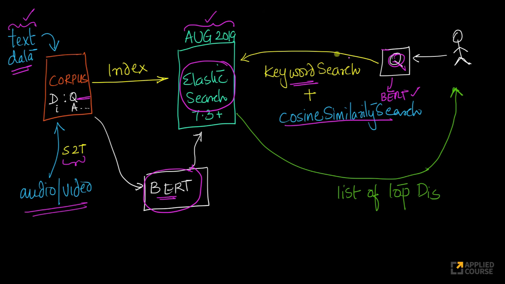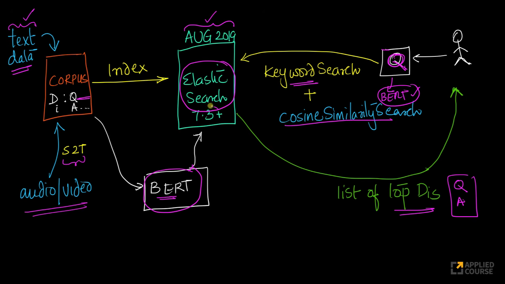Now, using both keyword search and cosine similarity search, Elasticsearch can give you a list of top documents, which is basically a list of top question-answer pairs that are most relevant given this question. Again, all of the magic is happening internally. Elasticsearch is doing inverted-index-based keyword search. It's also doing a dense vector, sentence vector, BERT-based cosine similarity search.